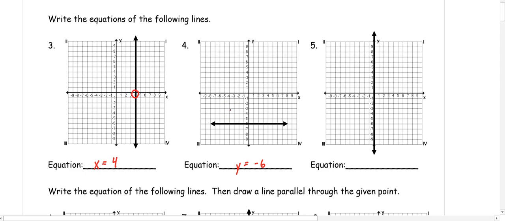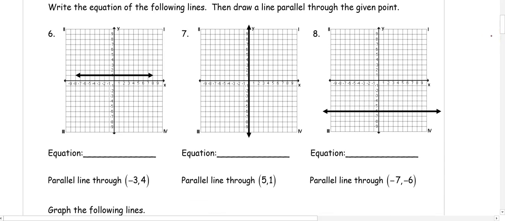Number 5 is a vertical line, and it's going through the origin, which means it's going through the x-axis, and then the origin, which means it's 0. So we have the x equals 0 equation.